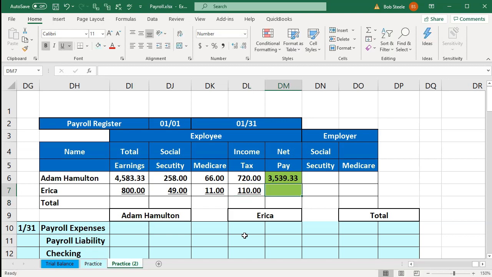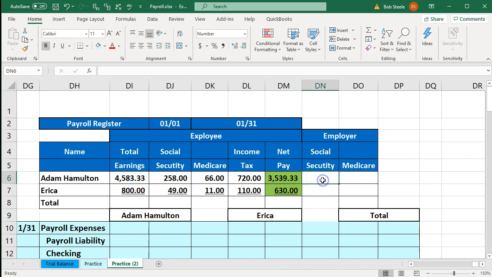That means that the net check would be equal to the 800 minus the Social Security, minus the Medicare, minus the income tax. So the check they're actually going to get is the 630. This is the net check that we give them. This is the amount that we take out of that net check, and their gross earnings then is this.